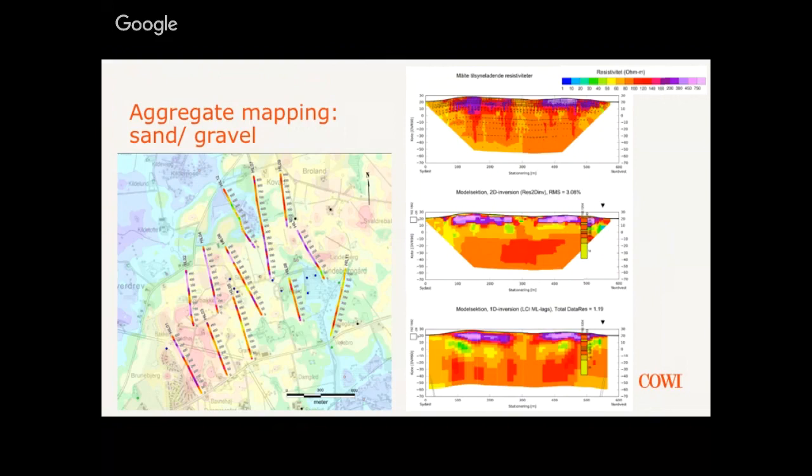In this location, we have aggregate mapping, looking for gravel and sand for construction purposes. Here we see the topography shown as well, because it correlates well with the high topography, so you have sand and gravel. This is a slice, I think 2 to 5 meters below surface, showing the average resistivity for that section. The color scale is slightly different from what we usually apply, but at least the purple one represents the sandy gravel.